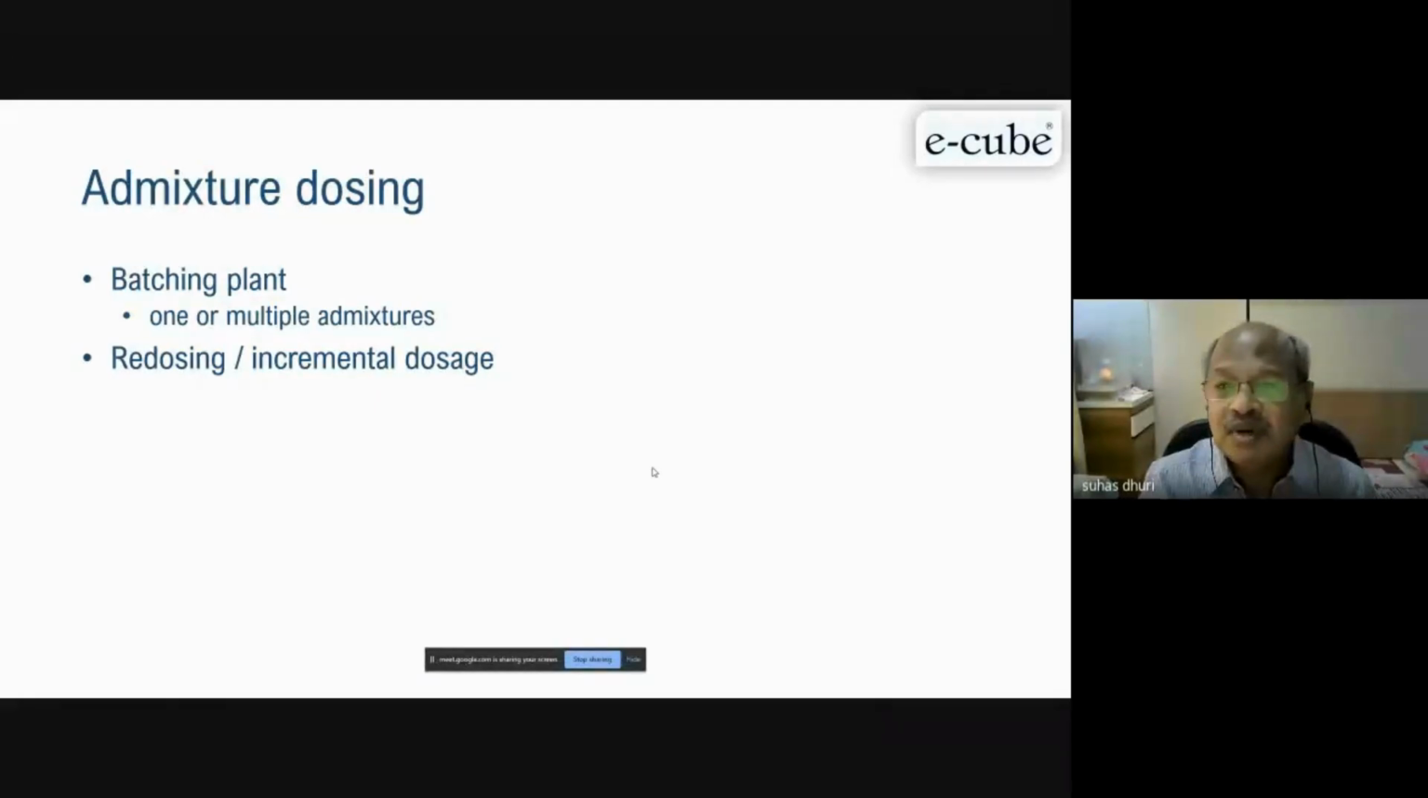So he is worried about his TM, so he can add only water also. Then what happens to the concrete, you know better. So that one has to take care.